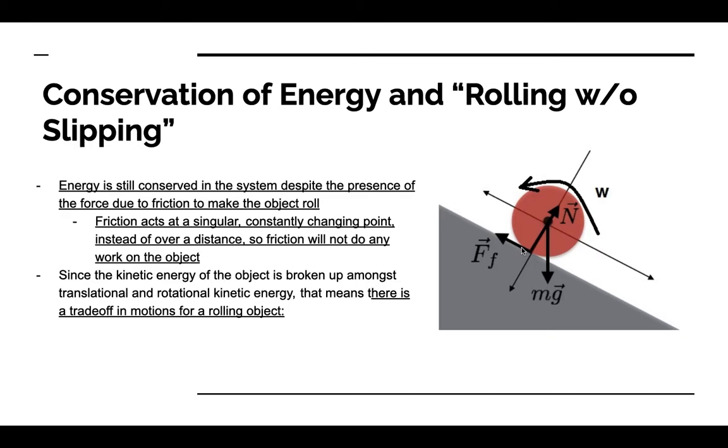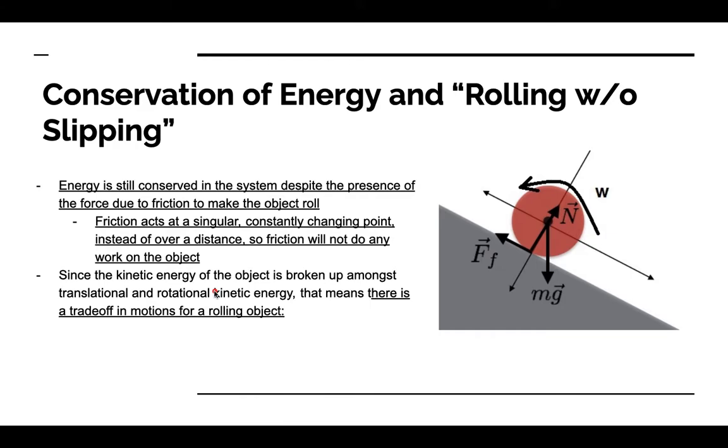So the work done by friction not only requires a force due to friction, like we see right here, but also requires that force to act over a distance on our object. What's happening here is that friction acts at a singular, constantly changing point. Again, our wheel is constantly rotating, so the point of contact is always changing on our wheel. As a result, friction does not act over a distance, but rather at a single point, and it will not be able to do any work on the object. So the force due to friction will act right here, but it's not going to dissipate energy, and energy will be conserved in our system.